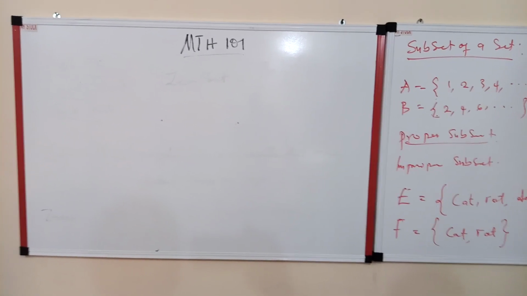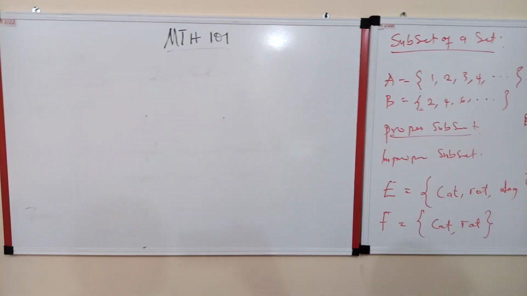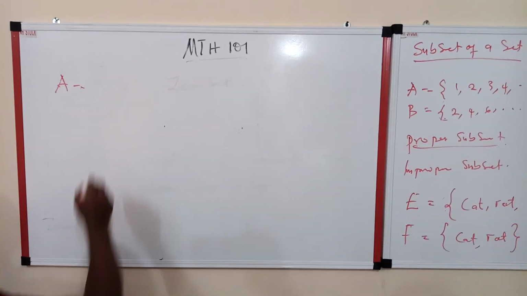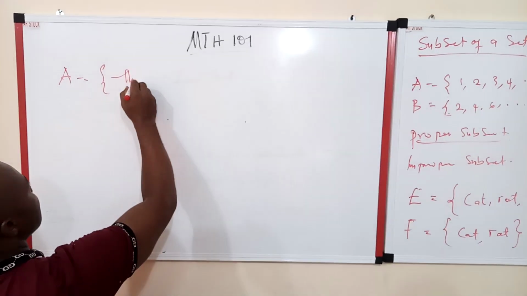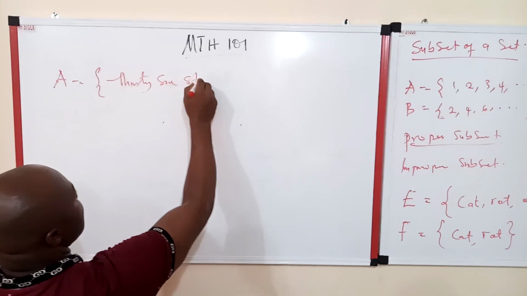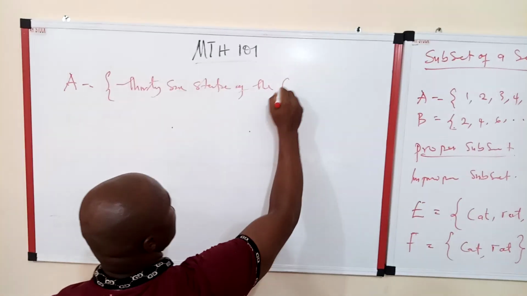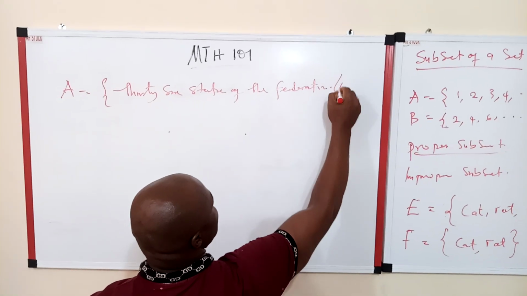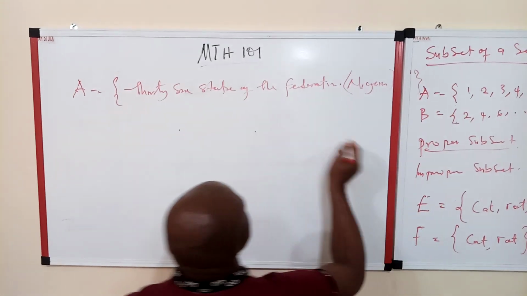Now, in a given statement, let's consider a set A where its elements are the 36 states of the Federation, in bracket Nigeria. Let's consider this as a set.